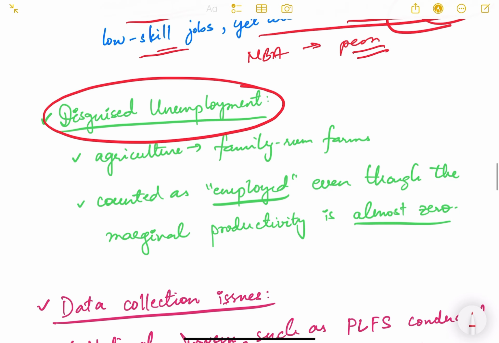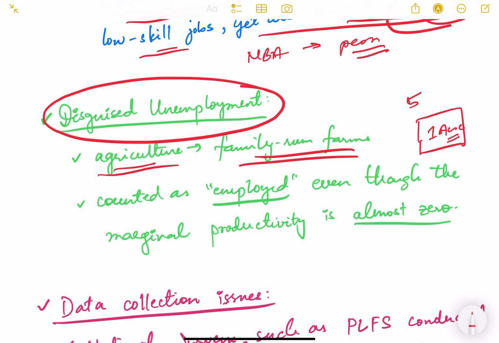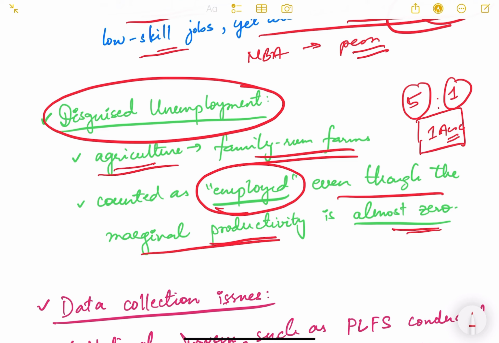Then disguised unemployment is also there. This we have also seen. It is mostly in agriculture, in family-run farms. In a family there are 5 brothers, and all 5 of them will be engaged in farming on, say, 1 acre of land. On 1 acre of land, say, only 1 brother is required, but the remaining 4 are also working there because they don't have anything else to do. So they are in a way disguised unemployed. They are counted as employed even though marginal productivity is almost 0.